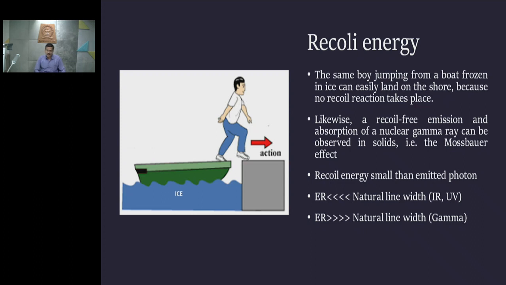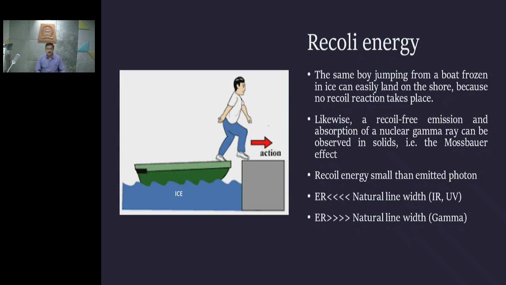And how is it avoided? For that purpose, the source is embedded in a highly solid crystalline matrix, and therefore the loss due to recoil is reduced. That way the Mossbauer effect works.